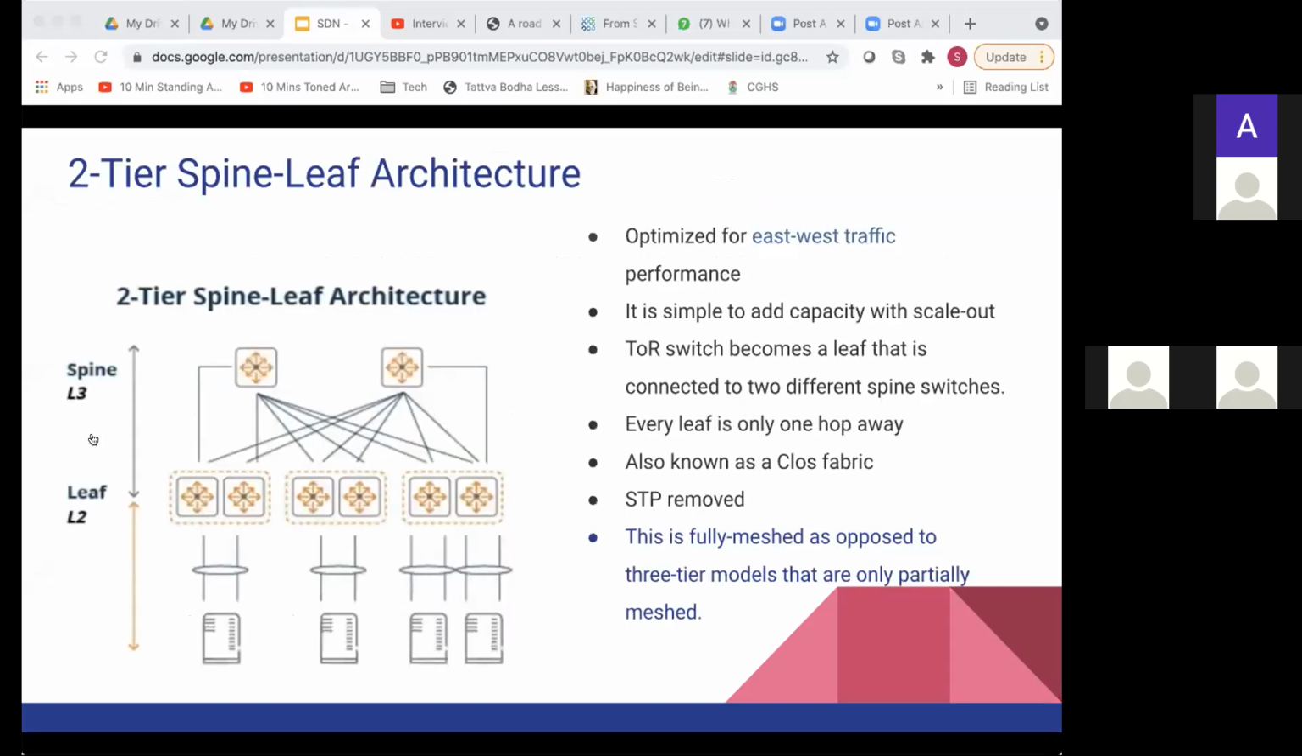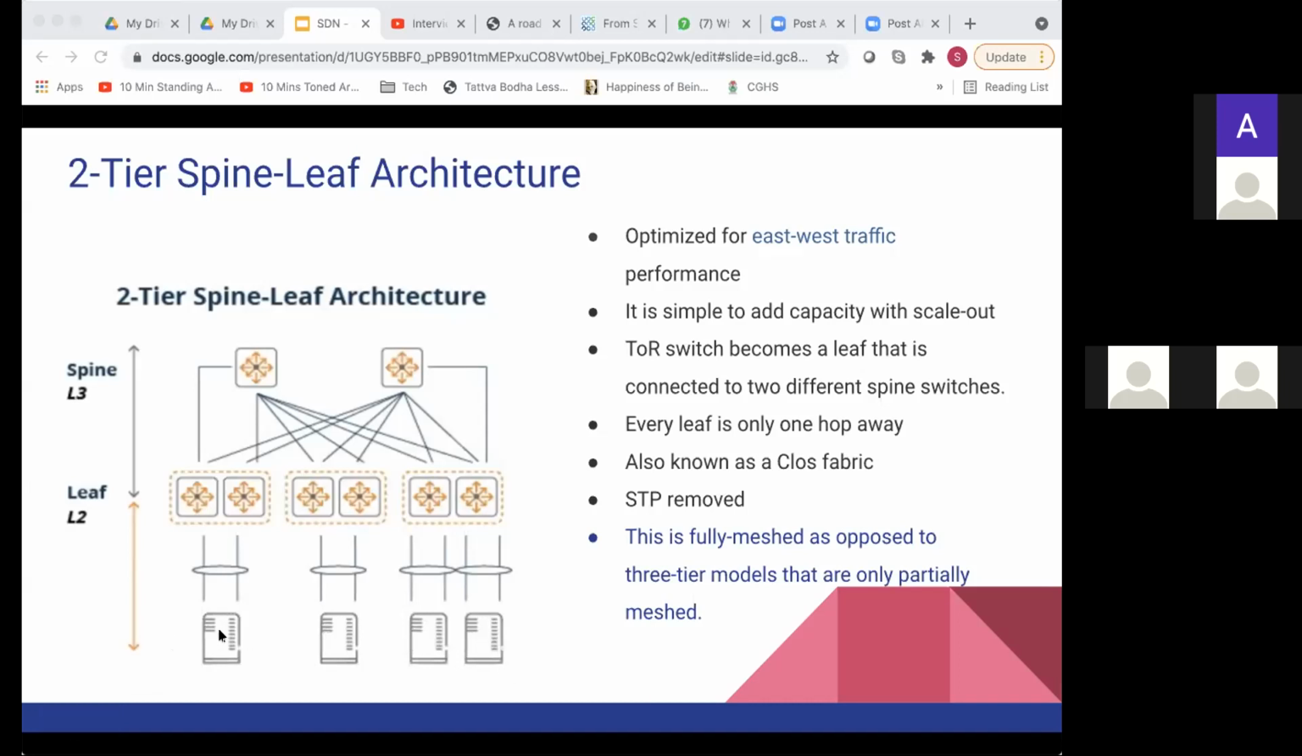So we went from a two-tier architecture to a three-tier architecture to a two-tier architecture. What this two-tier architecture did was make sure there is only a single hop between the access switches, which means, so let me, the east-west traffic is the traffic that happens within a data center. So that's called east-west.